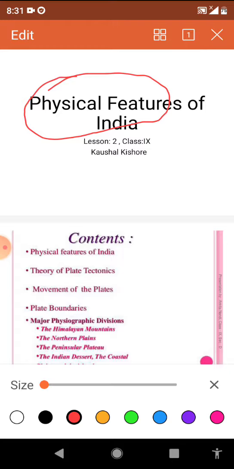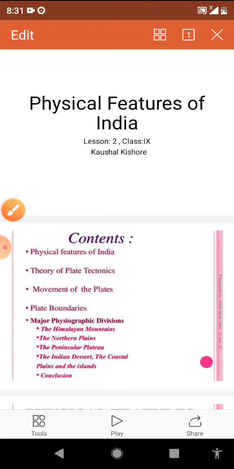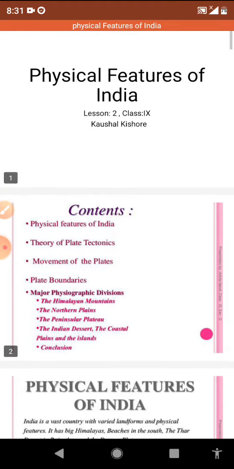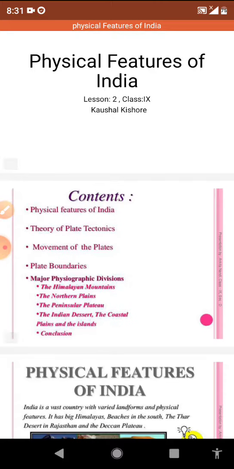In this chapter we will discuss the formation of major physiographic units of our country. In India we have all the major physical features such as mountains, plains, deserts, plateaus, and islands, and these have been formed during different geological periods. Besides geological formation, a number of processes such as weathering, erosion, and deposition have also played a significant role in the formation of the present landforms of our country.